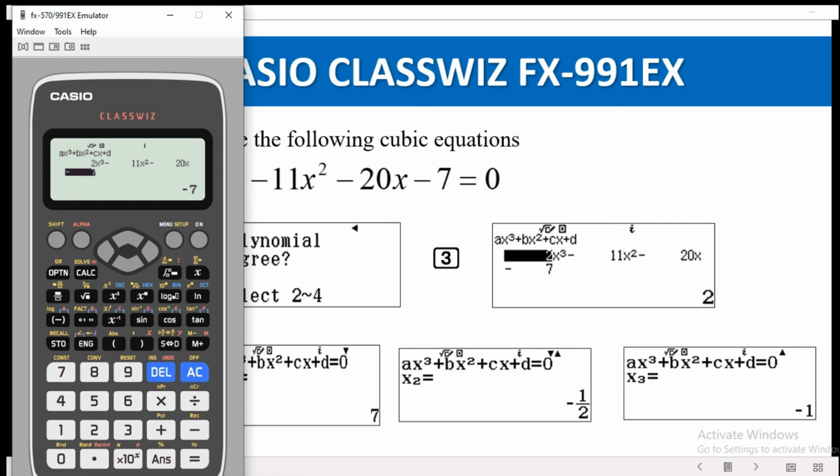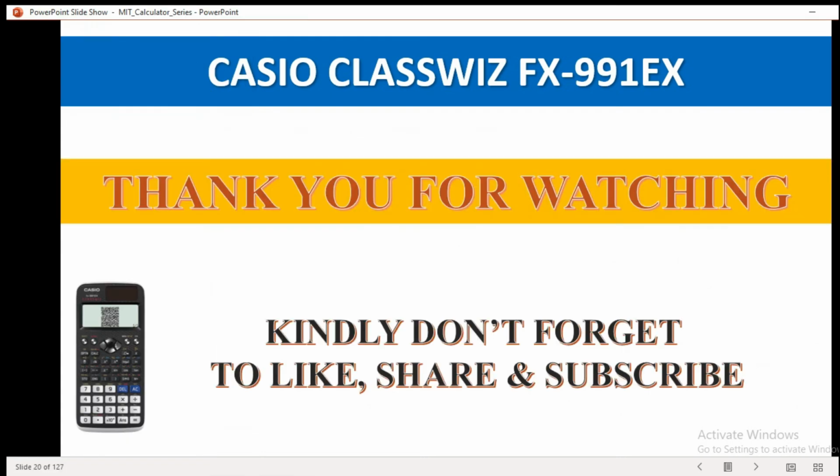Then press the equals button for the roots. It gives us the first root, the second root, and the third root. So in this way you can find the roots of polynomials up to the 4th degree with the help of your scientific calculator. Hope the entire process is now very clear for all of you. Thank you for watching this.